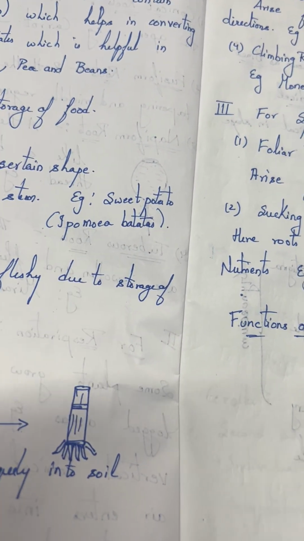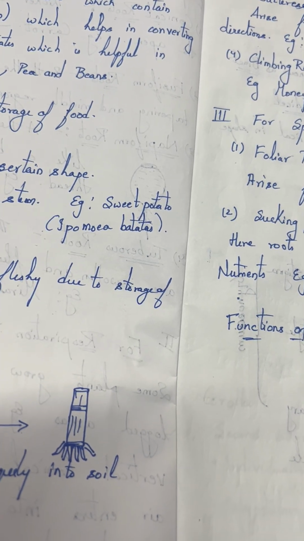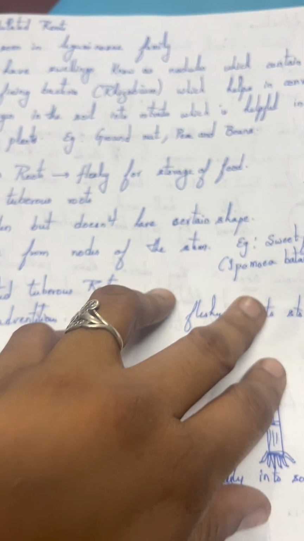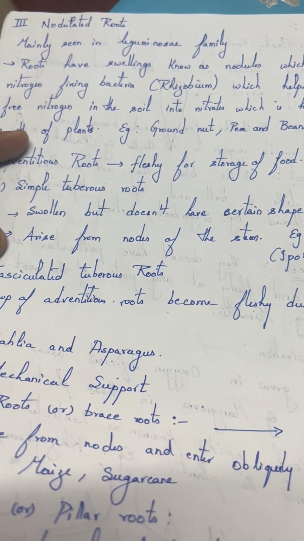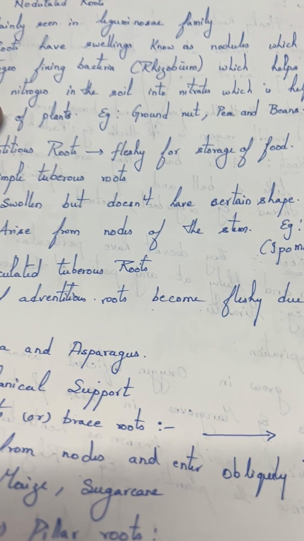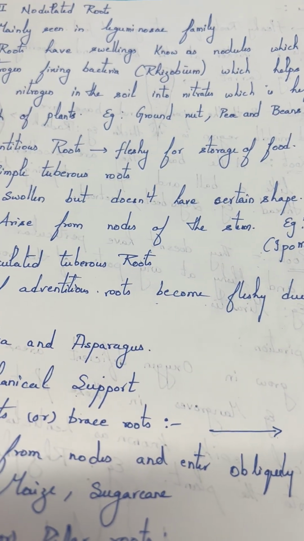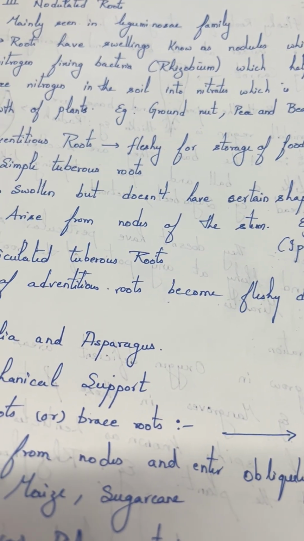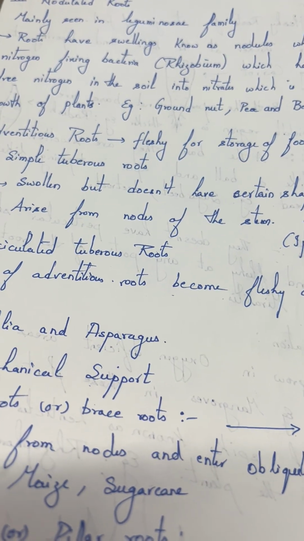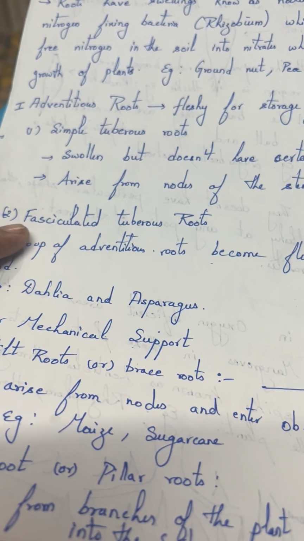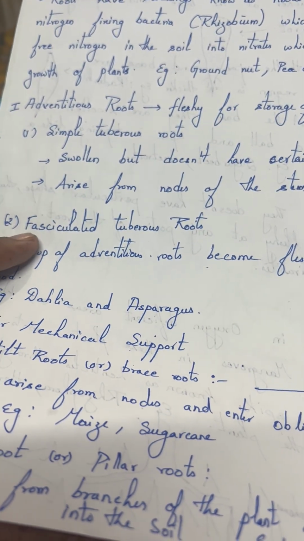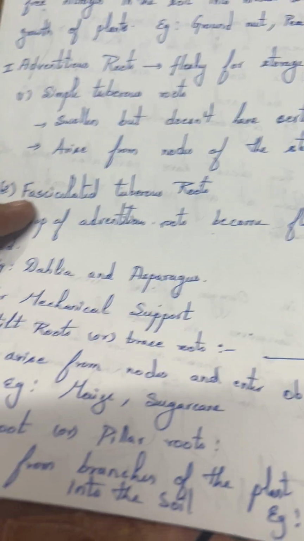Somewhere they are fleshy, somewhere they are thin, somewhere they are swollen. And these are found in bunches. Wherever the nodes of the stems are present, there they have the sweet potatoes. Next, fasciculated tuberous roots. The next category is fasciculated tuberous roots.